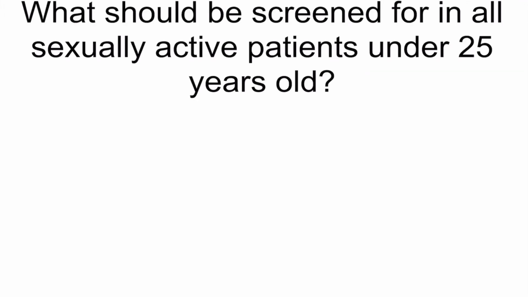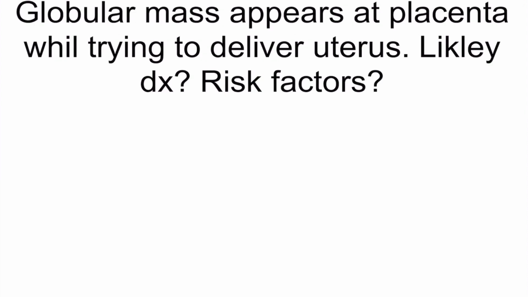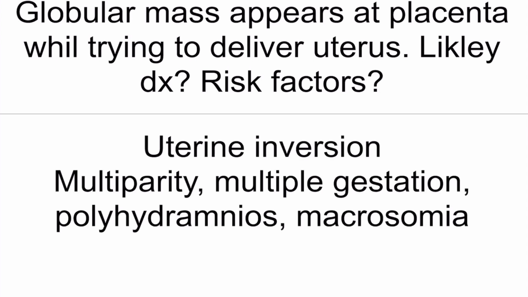Is IUGR associated with polyhydramnios? No. What should be screened for in all sexually active patients under 25 years old? Chlamydia and gonorrhea testing. Globular mass appears at the placenta while trying to deliver. Likely diagnosis and risk factors? Uterine inversion. Multiparity, multiple gestation, polyhydramnios and macrosomia are the risk factors.